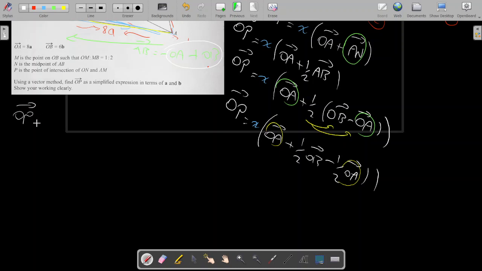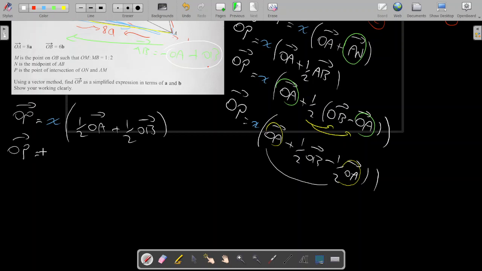So the OP vector is going to be equal to x multiplied in what? Remember you have OA minus half OA, so what's going to be left is half OA vector plus half the OB vector. Now I can collect like terms, I can factorize. So factorizing is going to make me have this equation in this form.